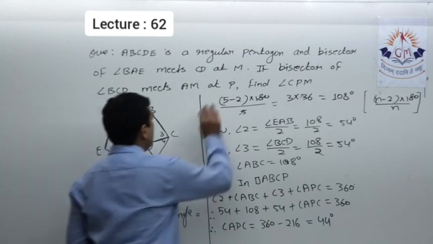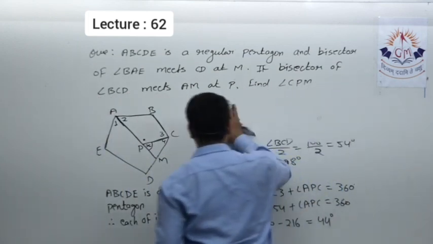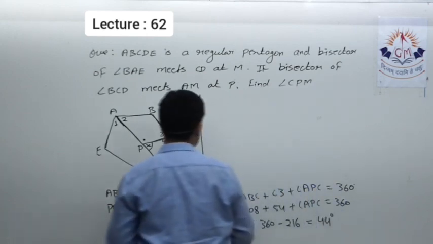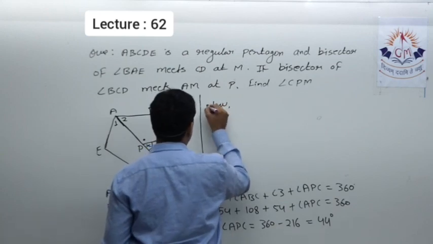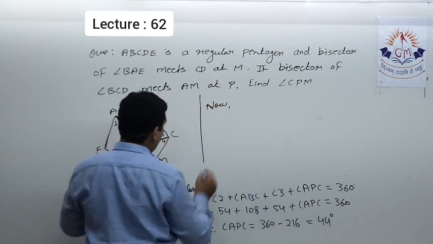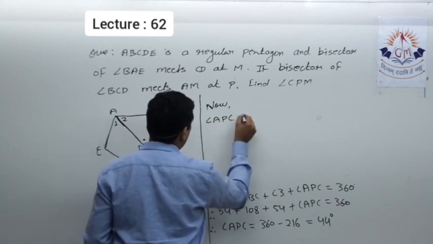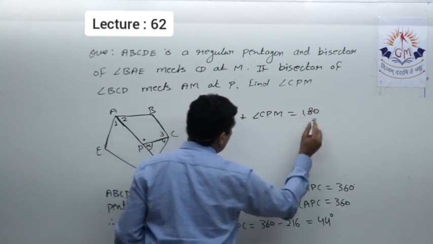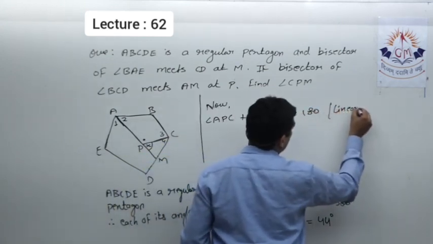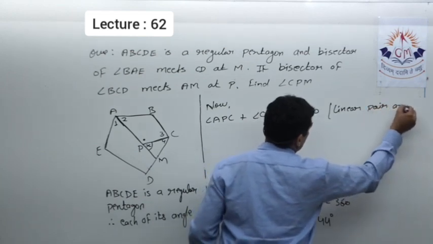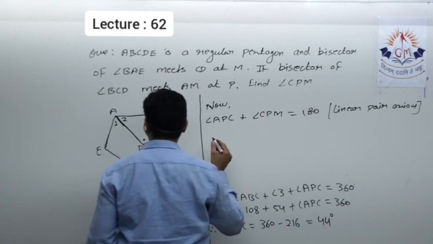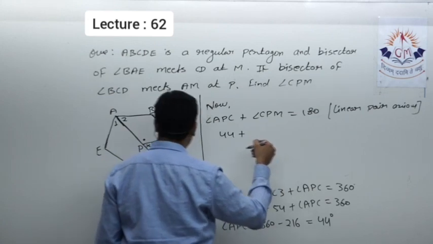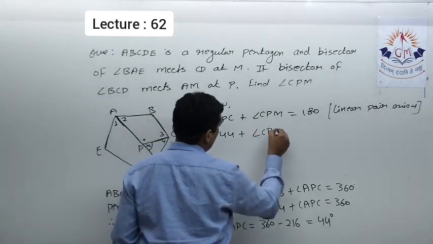Okay, so let us see the remaining solution. Now angle APC plus angle CPM is equal to 180 degree. Reason: linear pair axiom. And APC is how much? APC is equal to 44, plus CPM is how much? That we have to find actually.